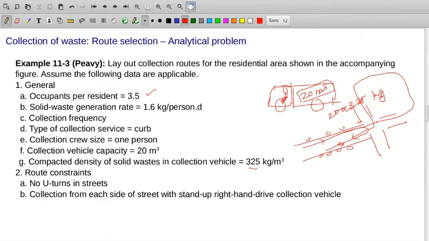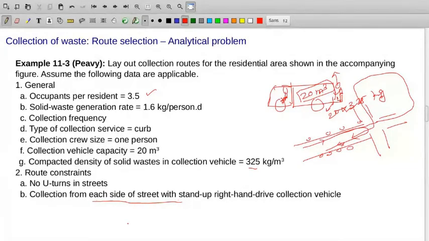Collection from each side of the street with a stand-up right-hand drive collection vehicle. That means, this is not very clear, but I am taking that they can collect from only one side, because only one person is involved. So it is not possible to collect from both sides. If the streets are very narrow, and maybe this person has 2 helpers hanging around with the car, one collecting from this side, another from that side, in that way they can collect from both sides. But because only one person is driving the car, probably this is from only one side of the road.